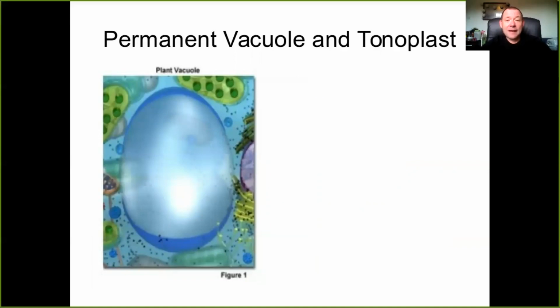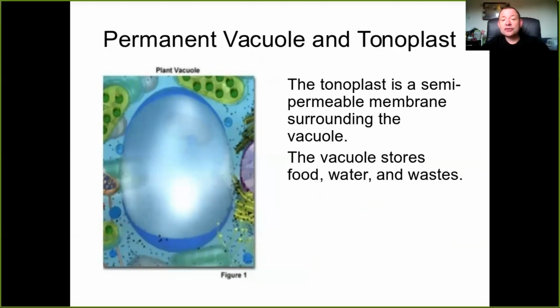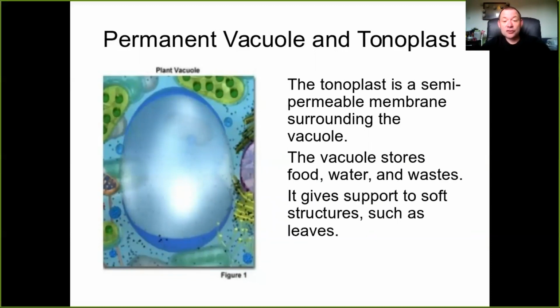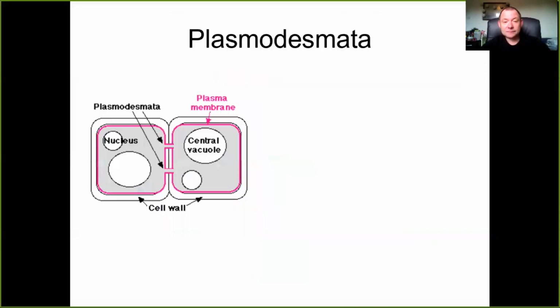Then we have vacuoles and tonoplast. Tonoplast is a semi-permeable membrane surrounding a vacuole, a space in plant cells. The vacuole stores food, water, and waste products. It gives support to soft structures such as leaves. Here we go. When you zoom in, you can see an electron micrograph.